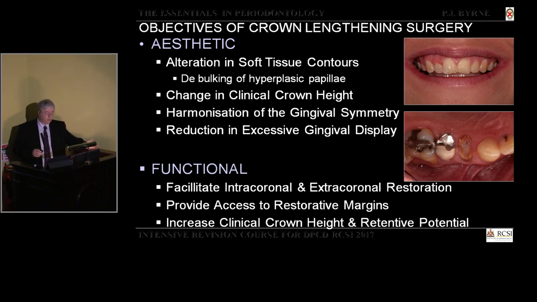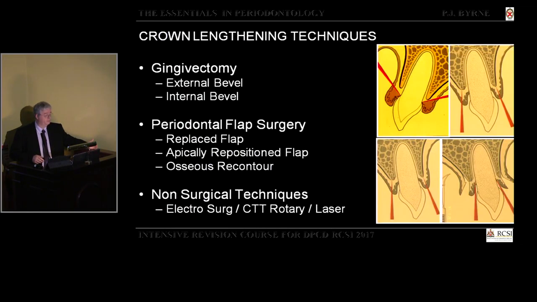While functional crown lengthening facilitates intra and extracoronal restoration to allow Dr. Cleary to get his ferrule effect and provide access to restorative margins to make a good impression, increased clinical crown height, and of course increasing the retentive potential.